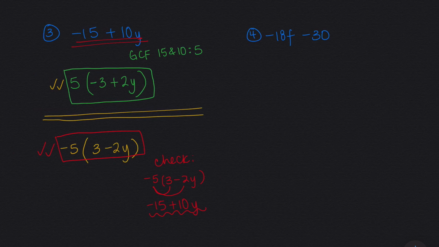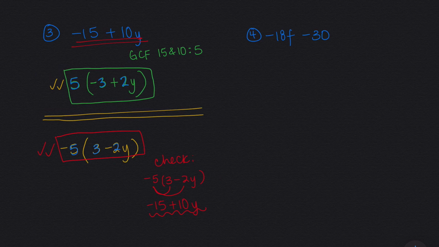Now, I want you guys to notice something very special that's happening here, and it's actually a nice little trick you can use to figure out if expressions are equivalent. If we look at these two expressions, our two answers, one with a factor of 5, one with the factor of negative 5, we'll see that both expressions have the same numbers. We have a 5 here and a 5 here. We have a 3 here and a 3 here. We have a 2y here, and we have a 2y here.